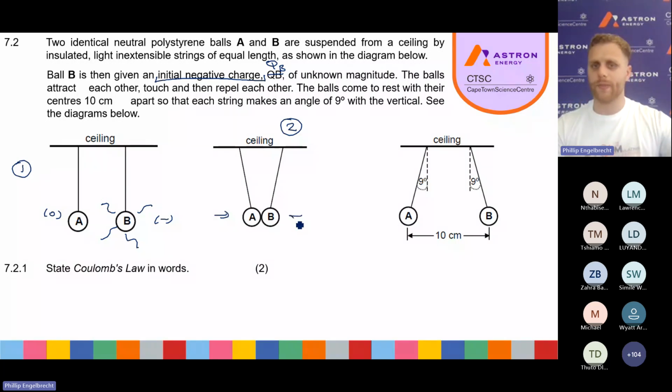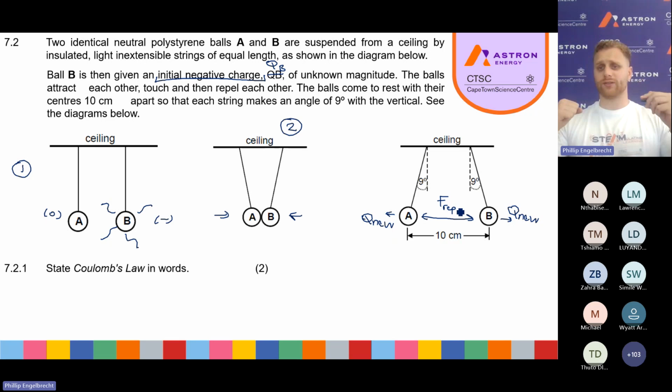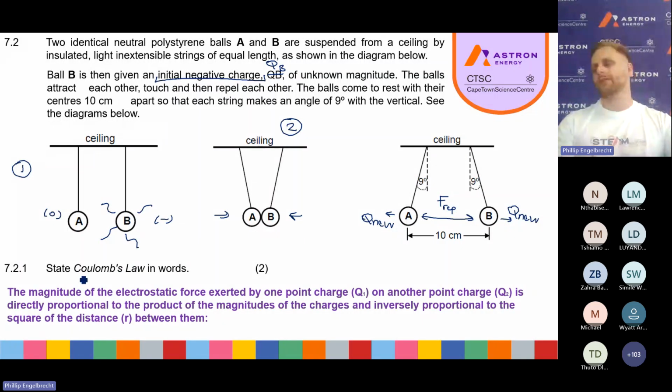Then what happens? They attract each other. They exchange a charge. A new charge is formed, so therefore, Q new here. A new charge is formed over here. And as a result, this new charge pushes the two balls apart. So there's some force of repulsion over here. I'm going to put F REP. REP is for repulsion. Okay. And they come to rest at about 10 centimeters apart. So 7.2.1 is your definition question. That is the definition for Coulomb's law.